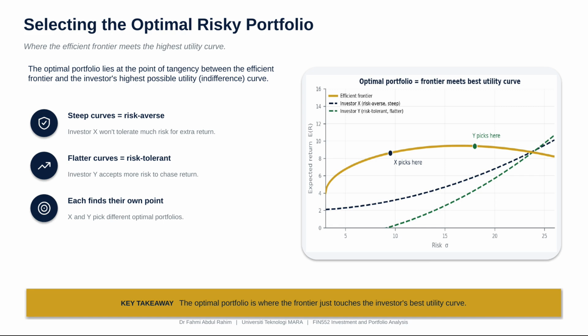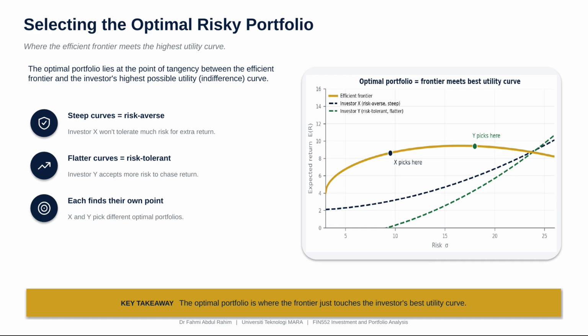First, read the graph on the right. The bottom axis, left to right, is risk. Basically, how bumpy and scary the ride is. The side axis, bottom to top, is return, how much money you make. So moving right means more risk, and moving up means more reward.